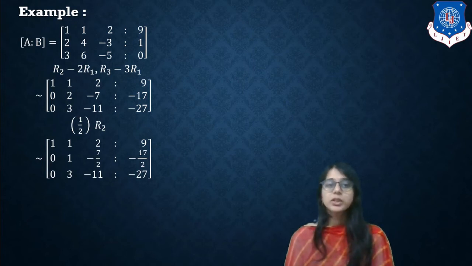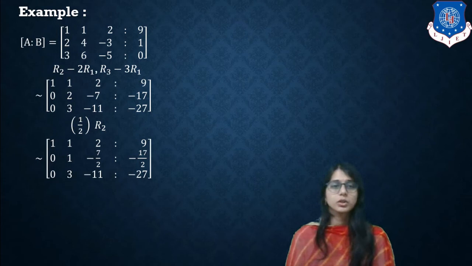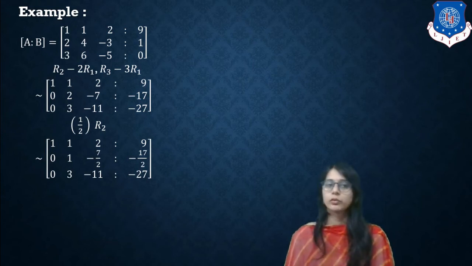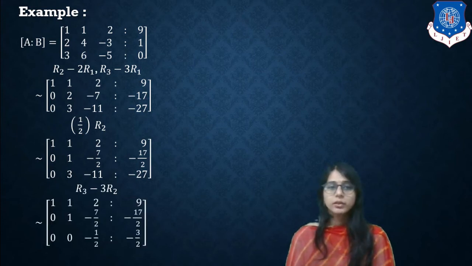Now as per the row echelon or reduced row echelon form, we have to convert the 3 in R3 into 0 due to the property of row echelon form. So R3 − 3R2, we get [1, 1, 2, 9; 0, 1, −7/2, −17/2; 0, 0, −1/2, −3/2].